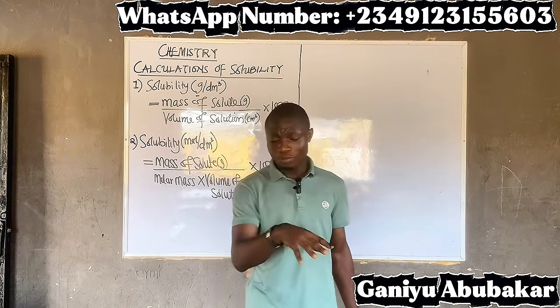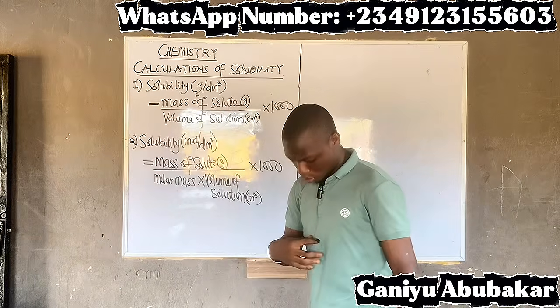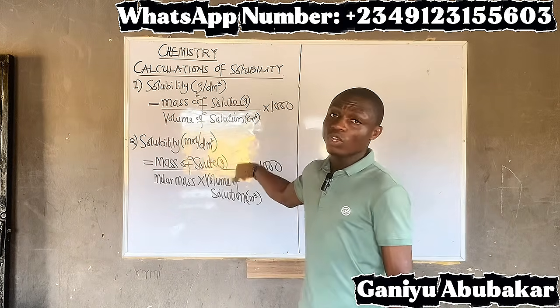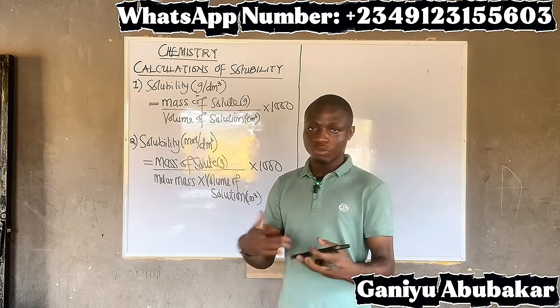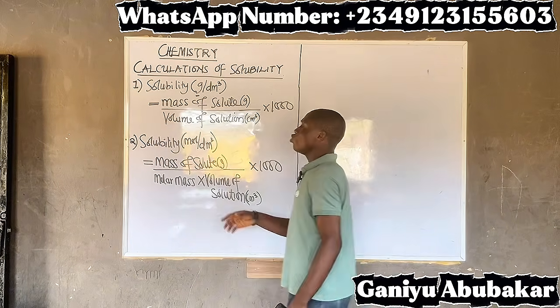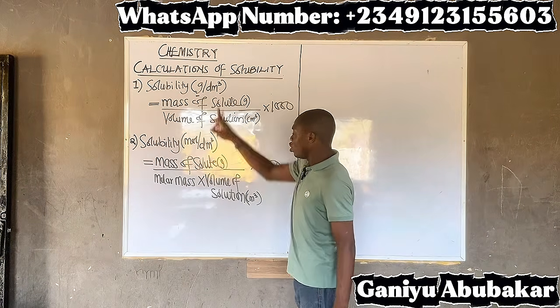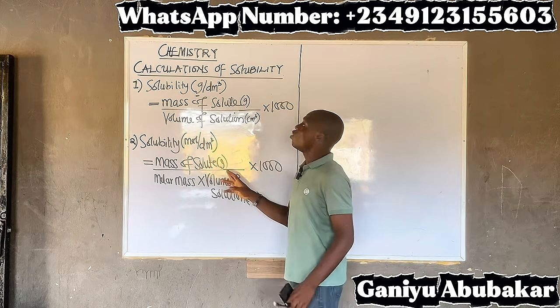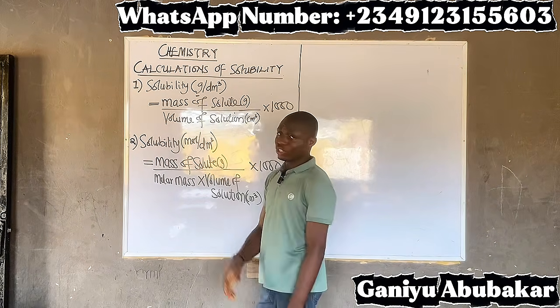We'll solve problems. So your question determines which formula to use. I will explain that as we proceed. First things first. Note that solubility can come in gram per dm cube. The dm cube is no problem, but the task is this: gram and mole. So watch out for it, please. I'll show you how to watch out for it.